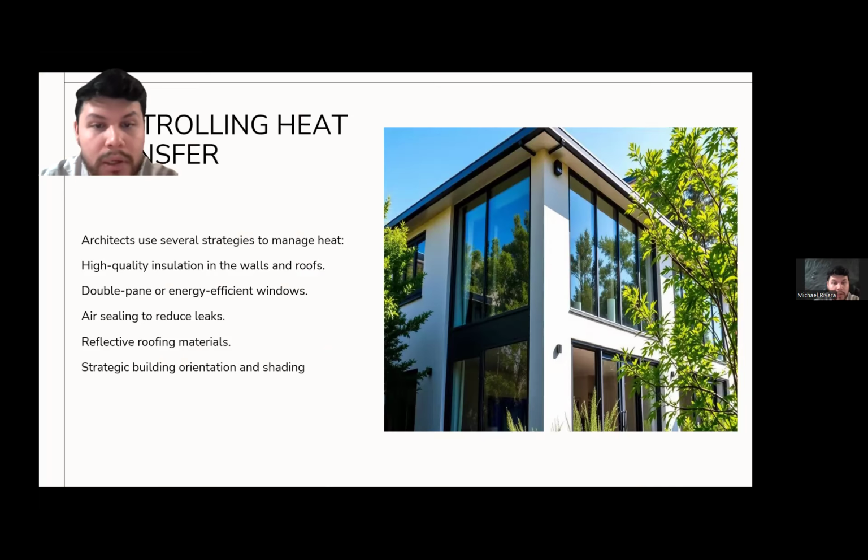So how do architects actually control all of this? They use a few main strategies, which are high quality insulation, double pane windows, sealing up air leaks, reflective roofing materials, and smart orientation, like I just said. None of these are super complicated on their own, but when you combine them, the building becomes way more comfortable and uses a lot less energy.